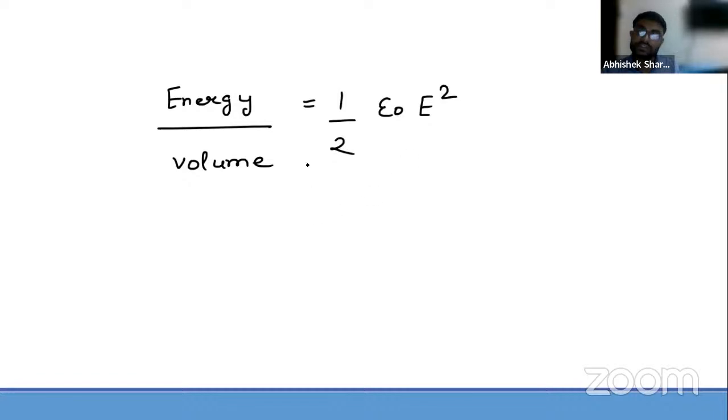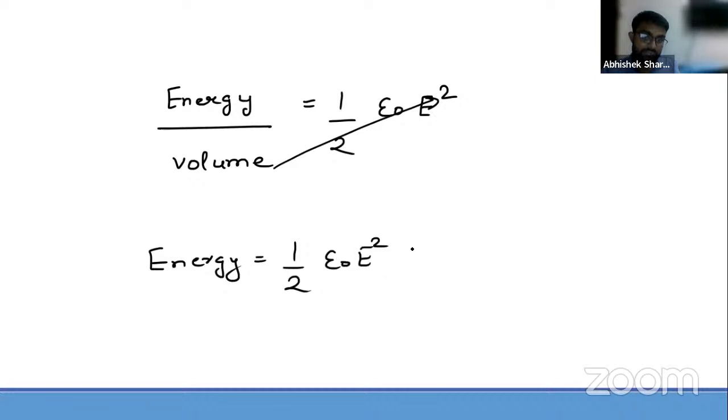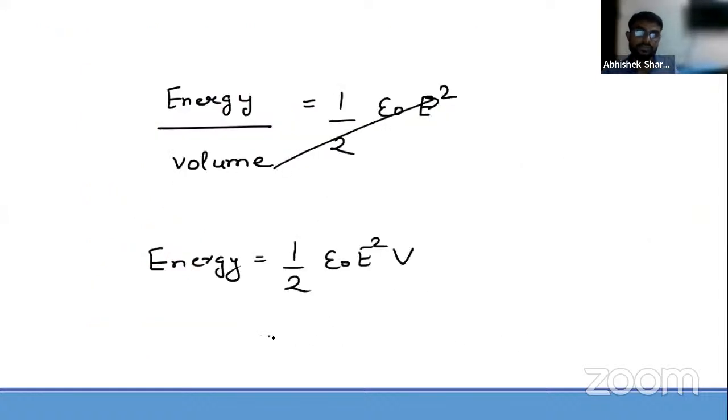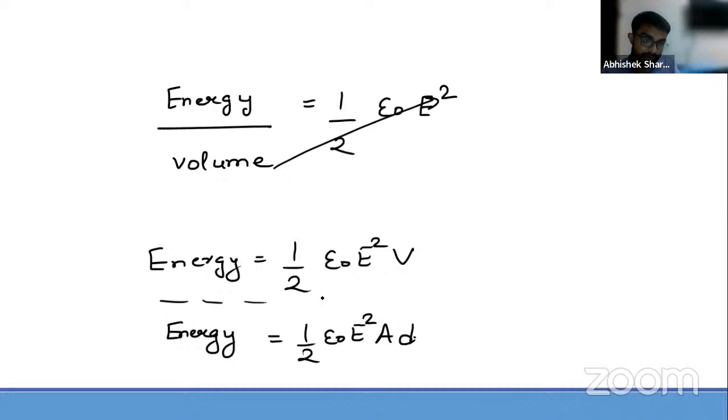Now they're asking the energy. So simple, cross multiply this. So when you will cross multiply this, energy stored in the capacitor comes out to be half epsilon naught E square into volume. And you know this thing, in a capacitor plate the volume is how much? Volume is cross section area of the plates into distance between them. This will give you the complete volumetric package. So this is half epsilon naught electric field square, area of cross section into d, small d distance between the plates. This will give you the complete energy here.